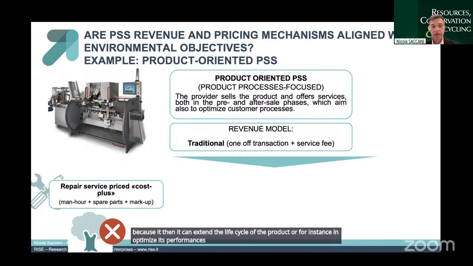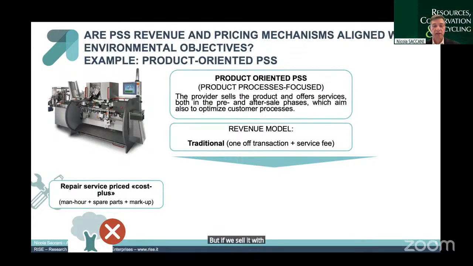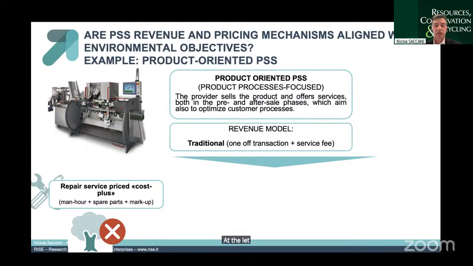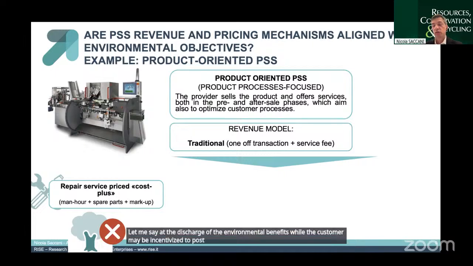But if we sell it with a traditional cost-plus approach, so man-hour plus spare parts plus a markup, as a provider, we can be incentivized to sell more parts to make more profit, or to perform more repairs to make more profit, at the expense of the environmental benefit, while the customer may be incentivized to postpone the repair to save money until it's too late and he has to replace the product.